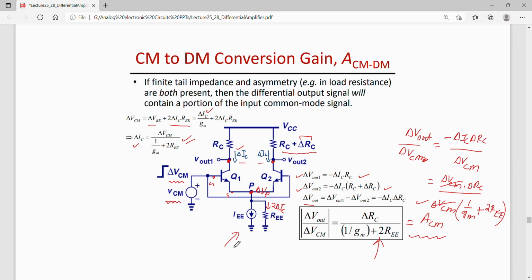So instead of finding a common mode gain to be 0, we are finding some finite value, which is this one. This is actually called common mode to differential mode conversion of gain, which is represented by ACMDM. That is common mode to differential mode conversion of gain, ACMDM. So we want this to be 0. Ideally we want ACMDM to be 0, but it is not 0 because of this issue, finite tail impedance.